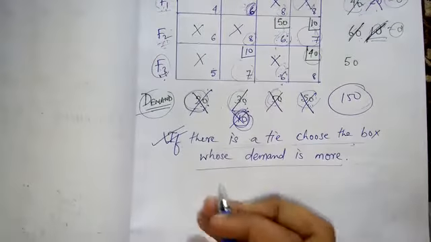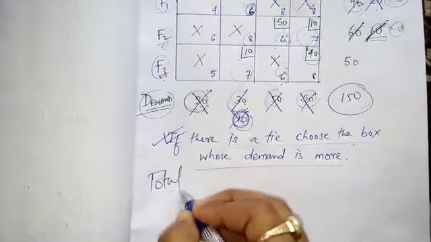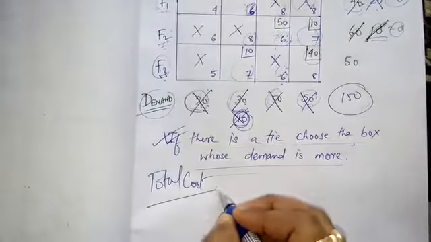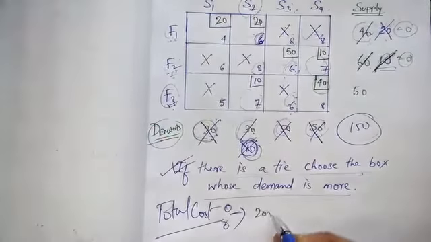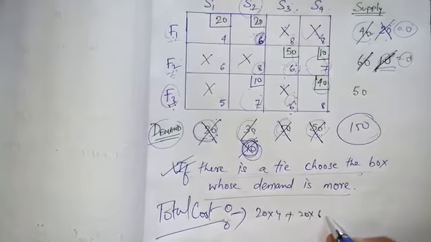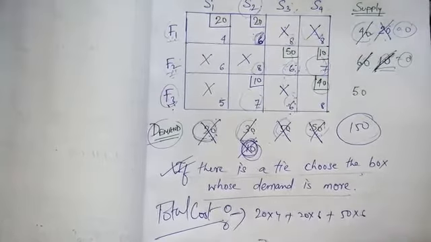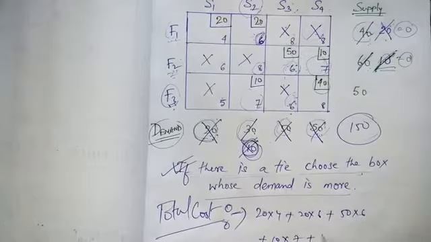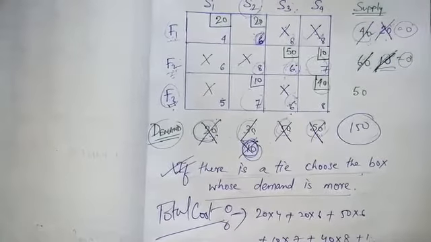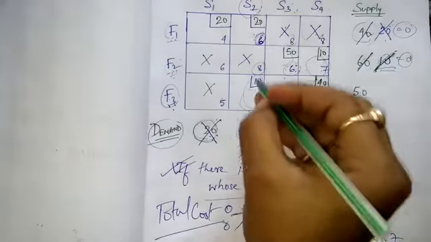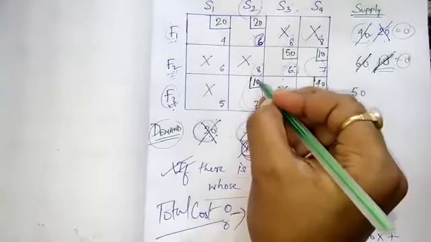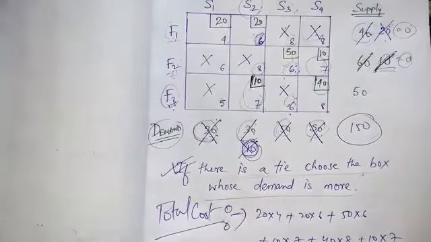Now you have to find the total cost. What is the total cost? Again same: 20 into 4 plus 20 into 6 plus 50 into 6 plus 10 into 7 plus 40 into 8 plus 10 into 7. Okay. Let me do this with the green pen.